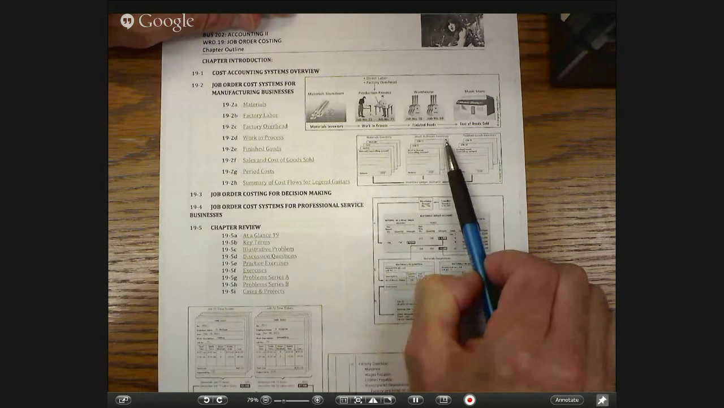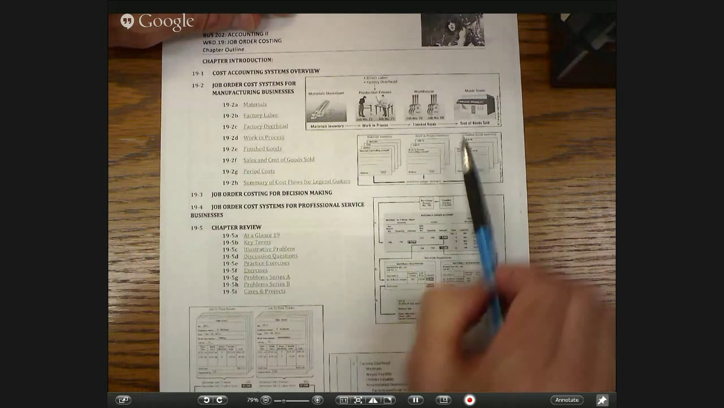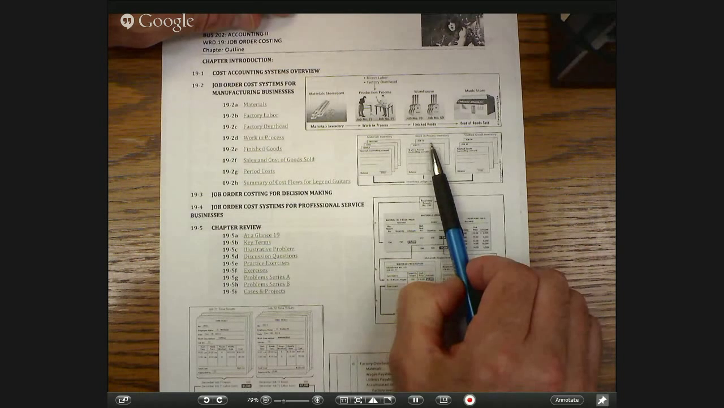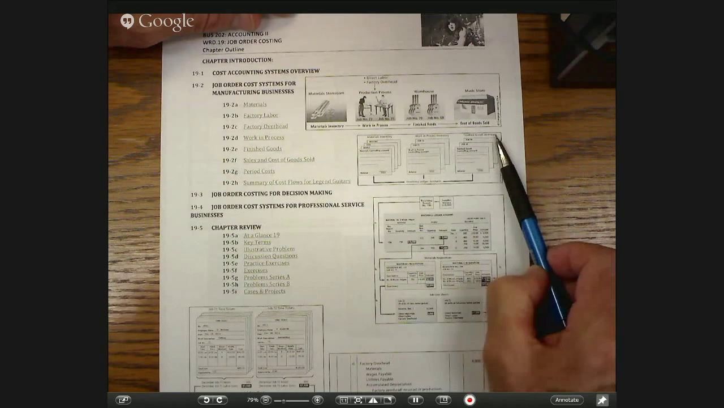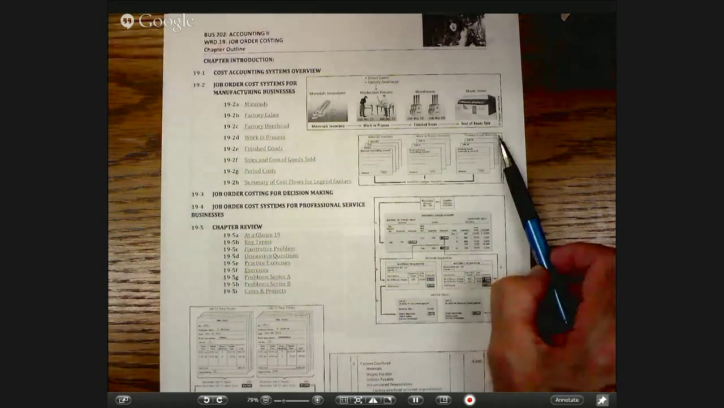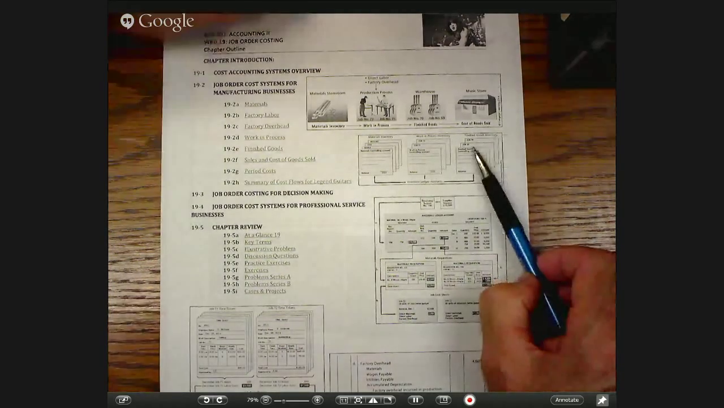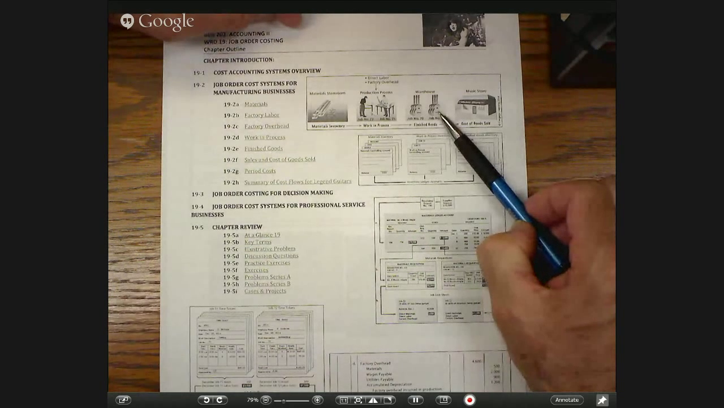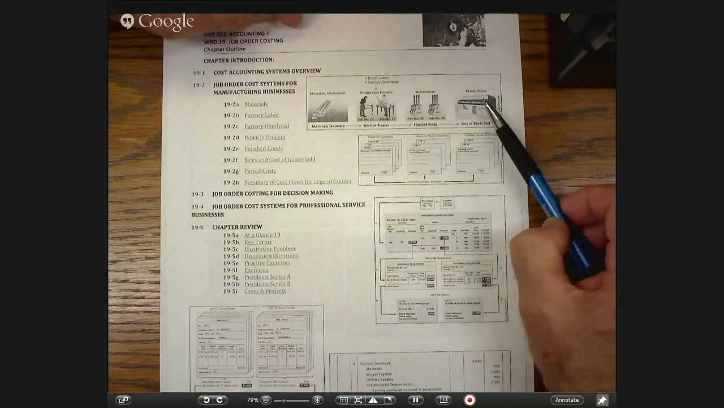For this example, the work in process inventory account consists of 2 jobs, job number 71 and job number 72, which are in process, and the finished goods inventory, which would consist of job 69 and job 70, which would be these finished jobs here that are sitting in the warehouse awaiting distribution to the music store that ultimately will sell the guitars.